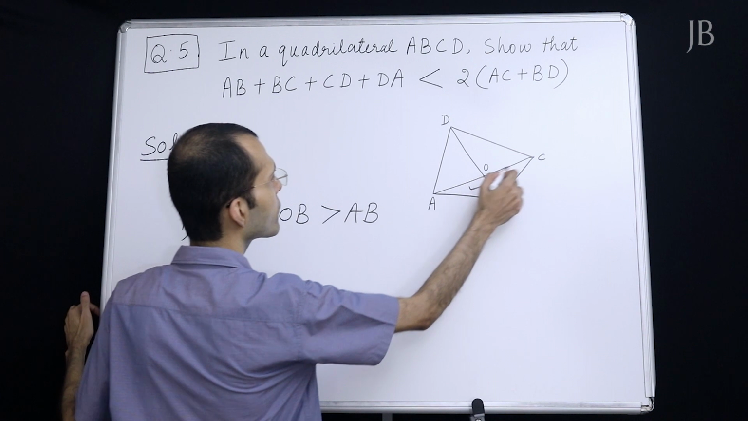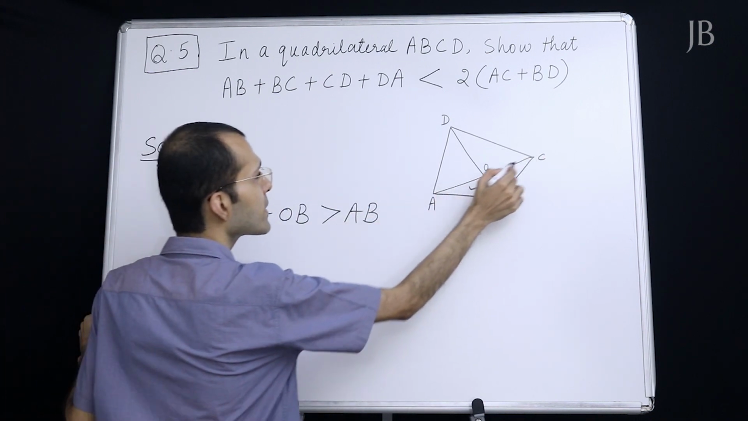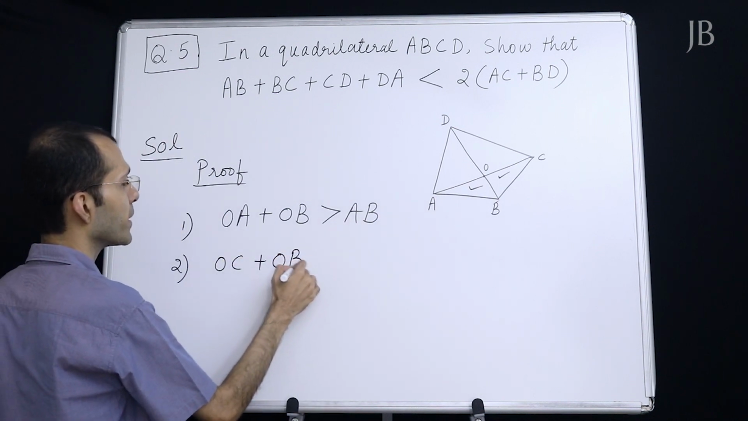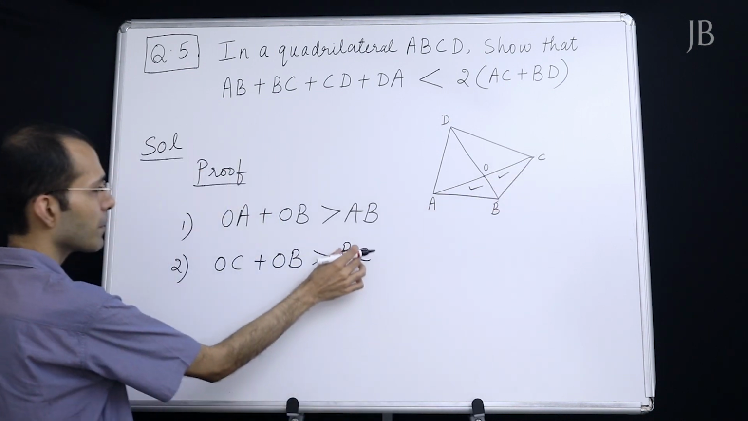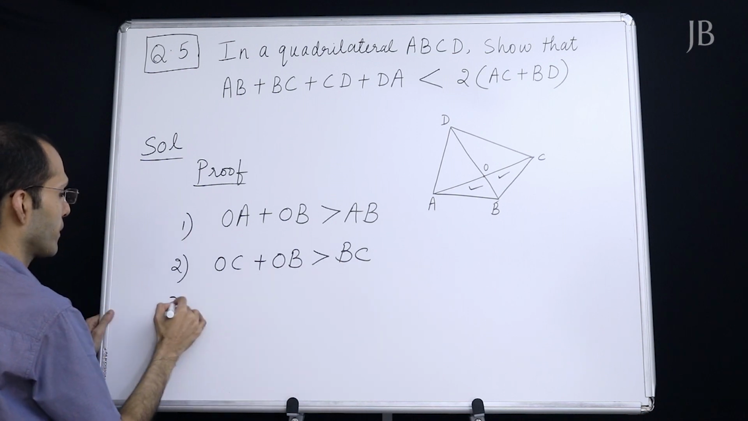Now here in this triangle OCB, OC plus OB will be greater than BC. So BC we have also kept on this side. You know what is required in the question.